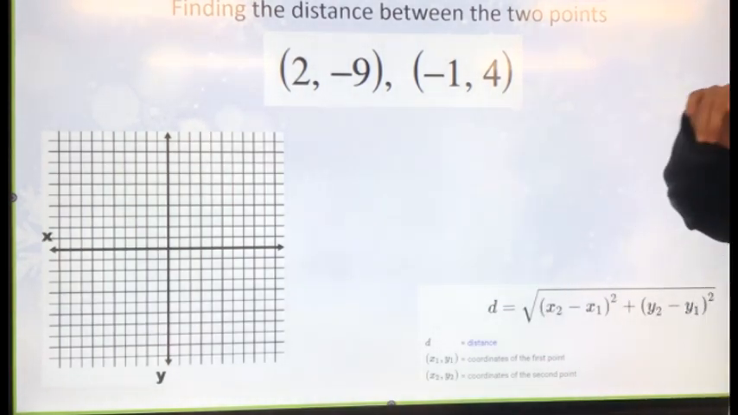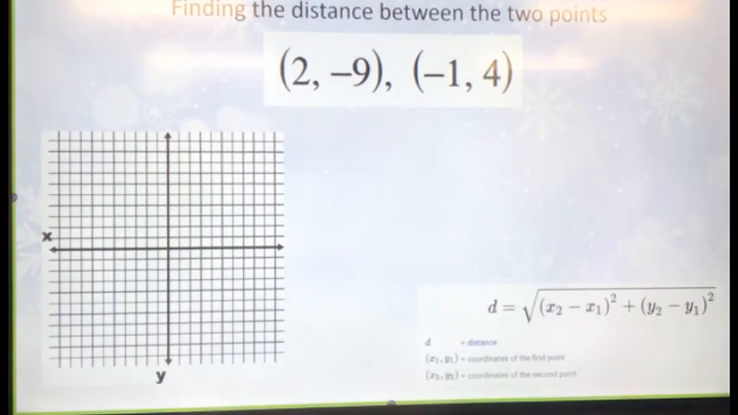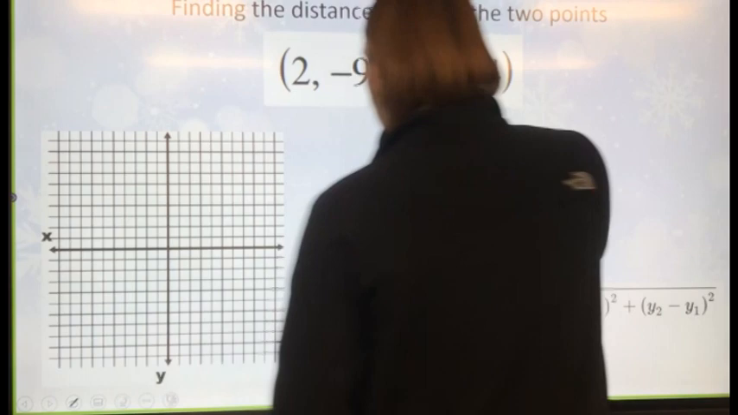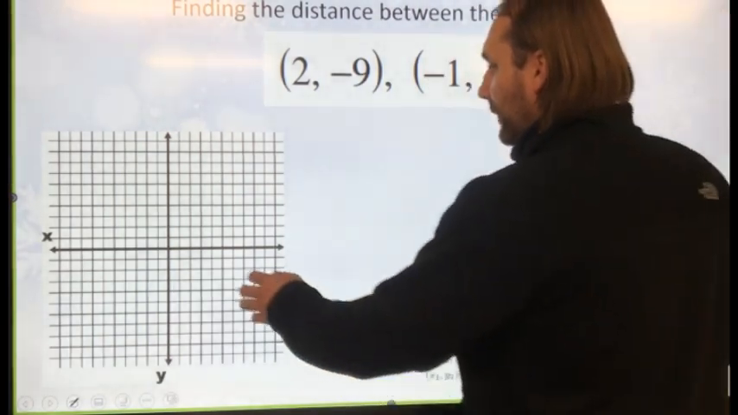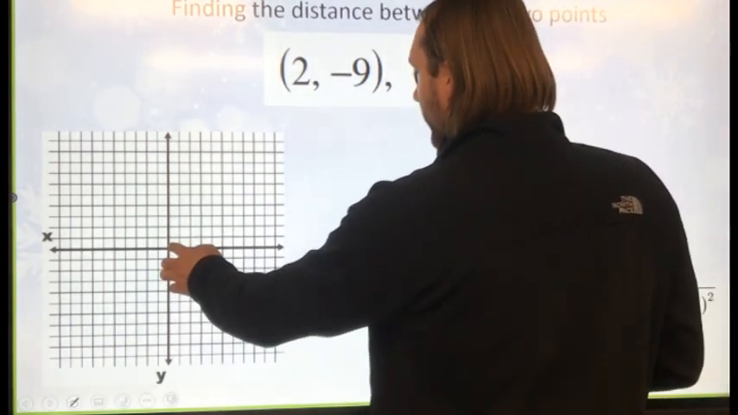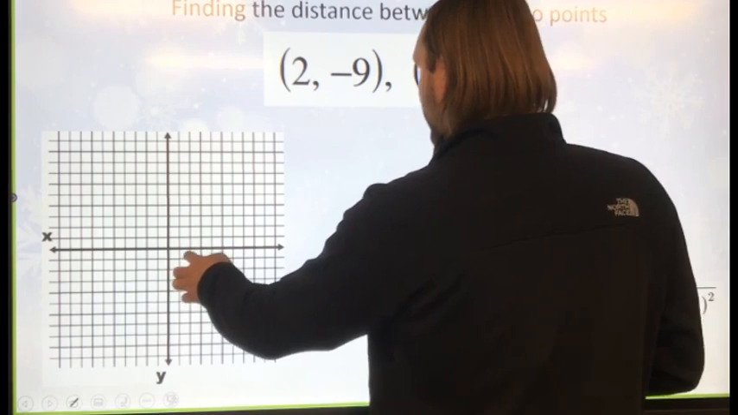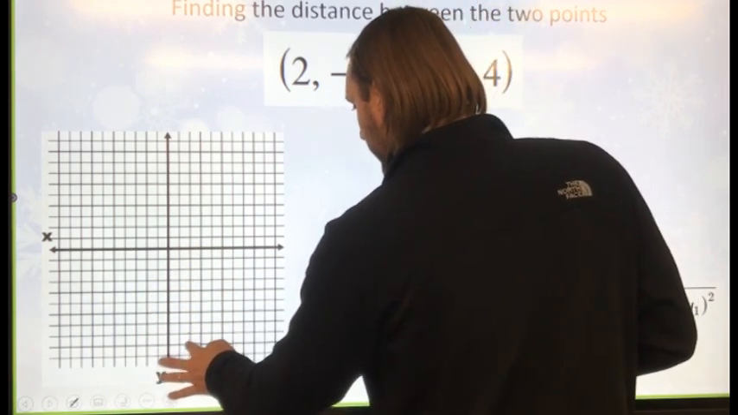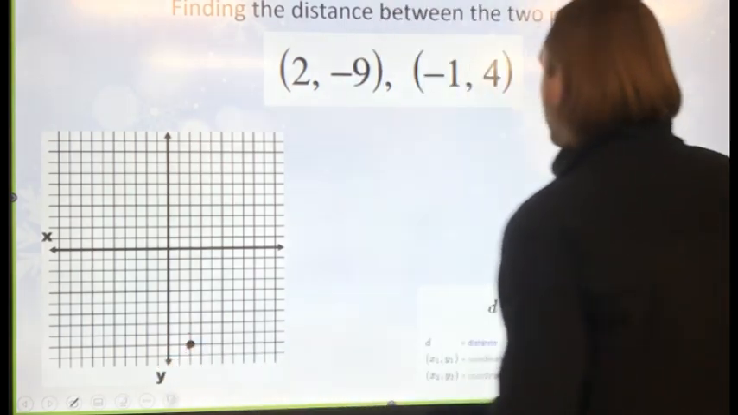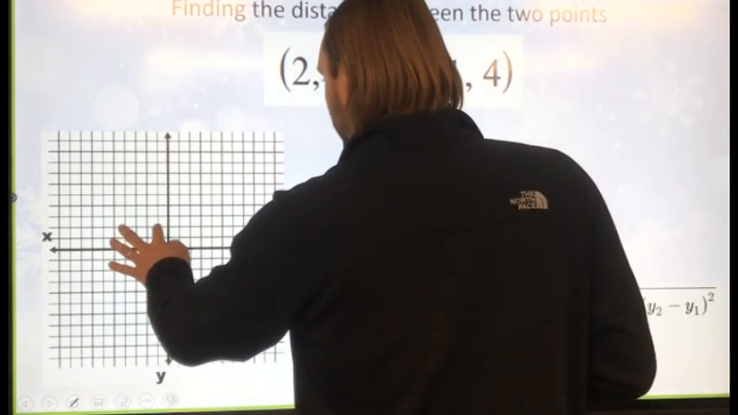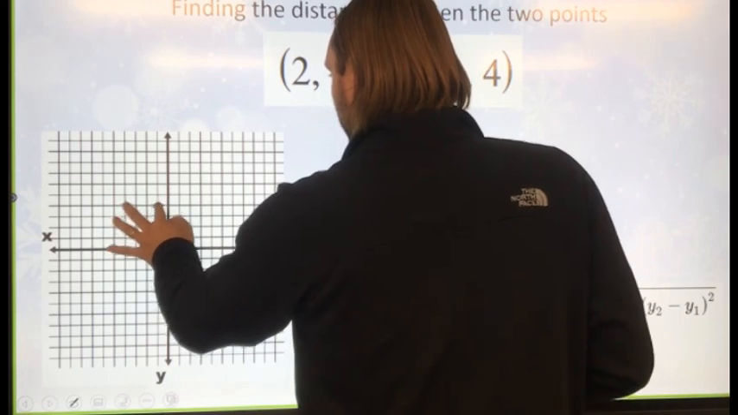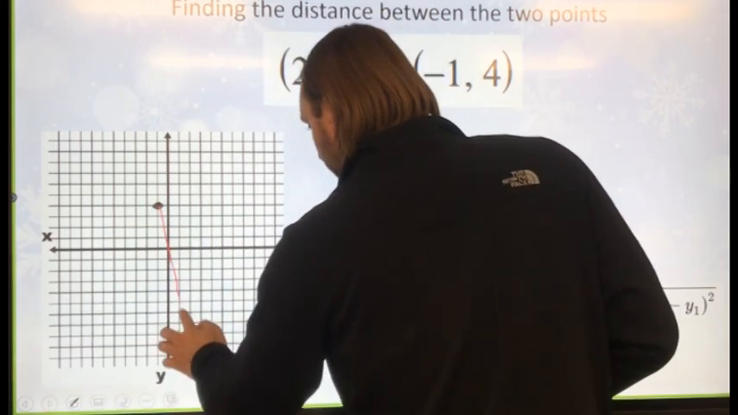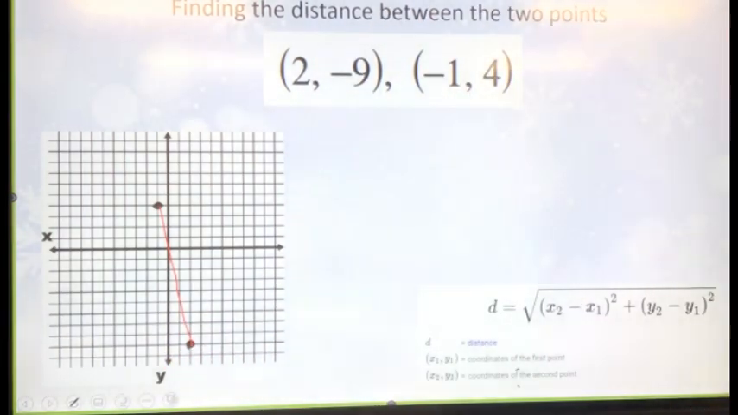I need to find the distance between these 2 points, 2, -9 and -1, 4. So let me go ahead and graph these points. Hopefully, being in this class, you should know how to graph coordinates. So 1, 2, going down 9, right here, and -1, 4. -1, 1, 2, 3, 4. There's my 2 points.